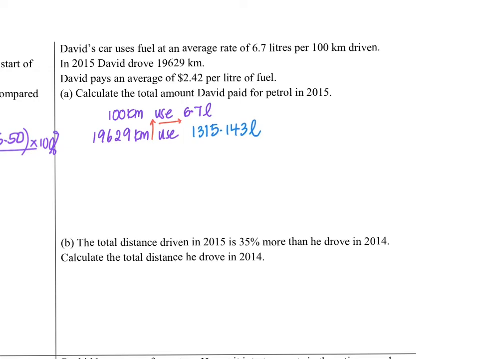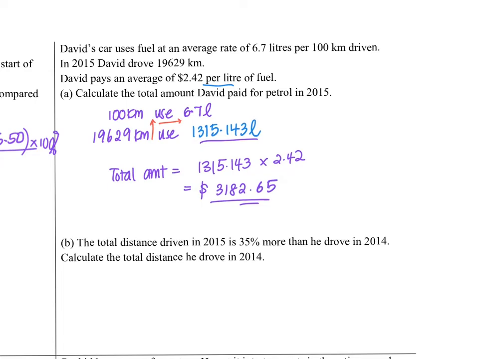Next, they tell me that David pays an average of $2.42 per liter. So 1 liter costs $2.42. Now I already know the amount of liters that I have, so I'm going to multiply it by the price. The total amount that he paid will be the quantity times the price, and we'll get the answer in 2 decimal places. Alright, so this is the amount of money for the petrol.